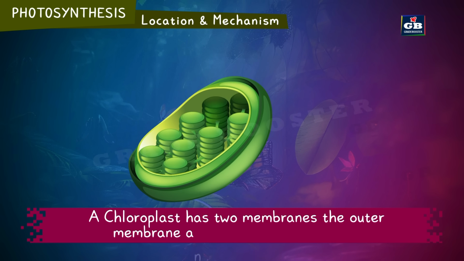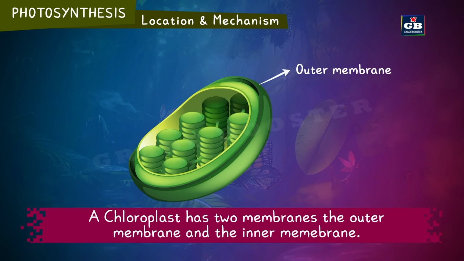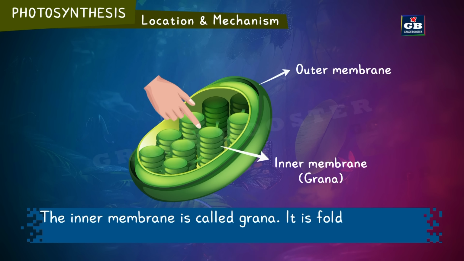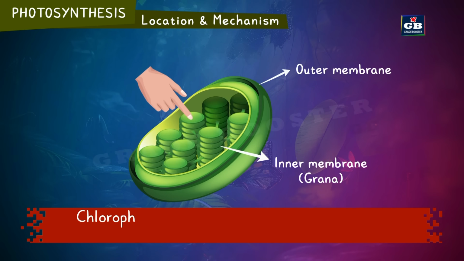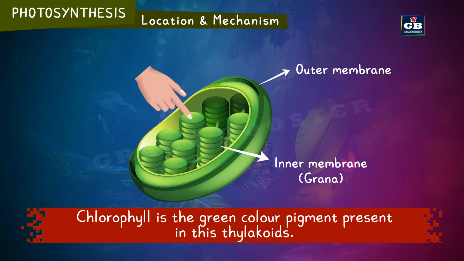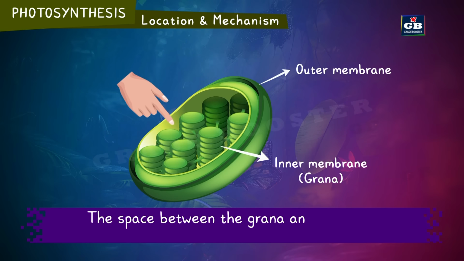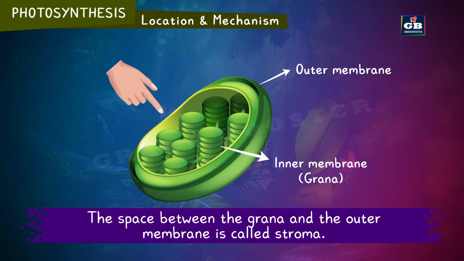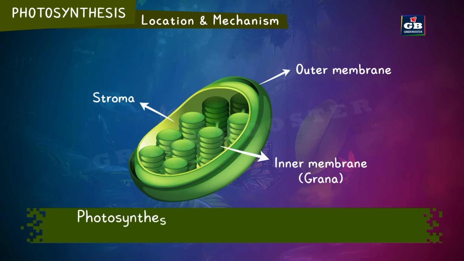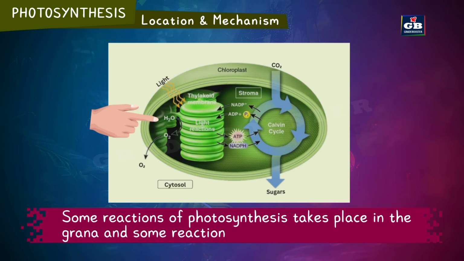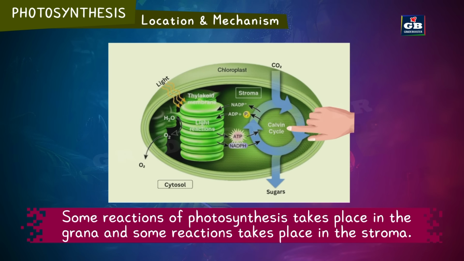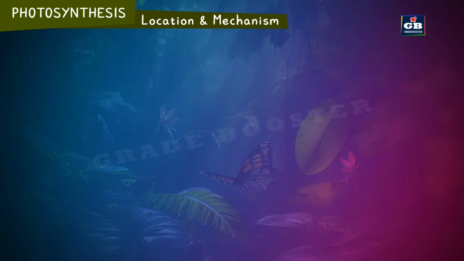A chloroplast has 2 membranes, the outer membrane and the inner membrane. The inner membrane is called grana. It is folded and forms stacks of sac-like structures called thylakoids. Chlorophyll is the green color pigment present in these thylakoids. The space between the grana and the outer membrane is called stroma. Photosynthesis is a very complex process and it involves many reactions. Some reactions of photosynthesis take place in the grana and some reactions take place in the stroma.